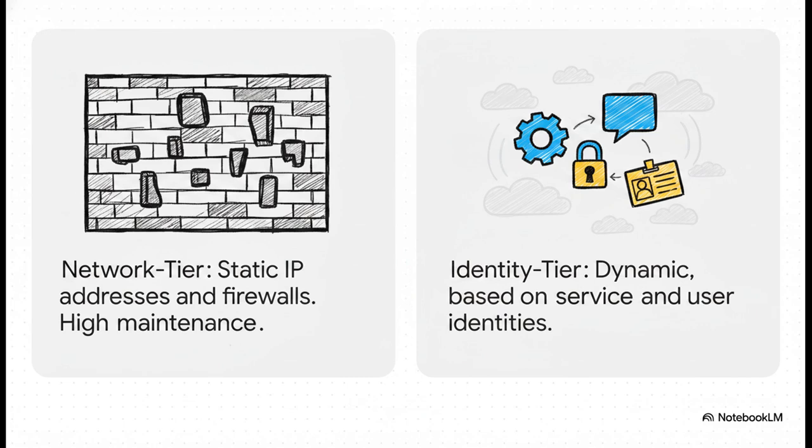Network tier policies rely on IP addresses, which, let's be honest, are a total nightmare to maintain because workloads in the cloud are constantly migrating and changing IPs. Identity tier policies, on the other hand, are tied to the cryptographically verified identity of the service itself. This allows you to say, application A is allowed to communicate with application B, but only to perform this one specific action, completely independent of where those applications are currently hosted. It's a real game changer.